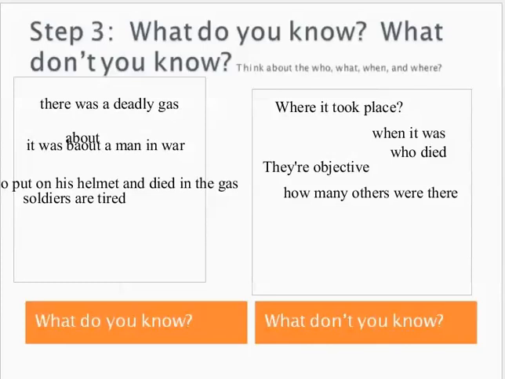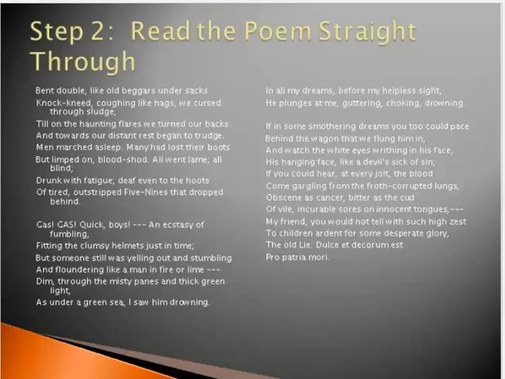All right, so we've got a good start to get us thinking about what we do know about the poem and what we don't. So we know that there was deadly gas. We know that it's about a man who's in war, and we know that somebody in the poem was trying to get their helmet on and didn't get it on quick enough, and they died from the gas. We know that the soldiers are tired, and let me just go back to the poem so we can look at it.